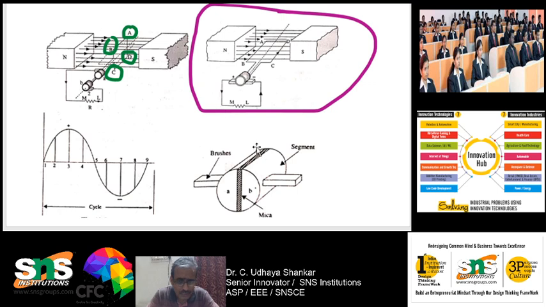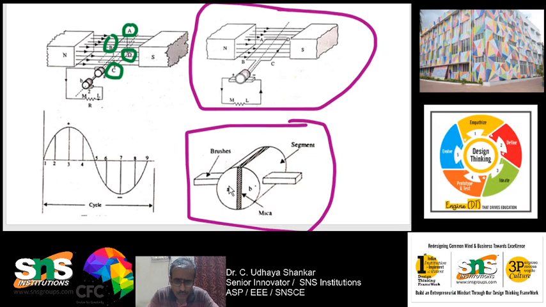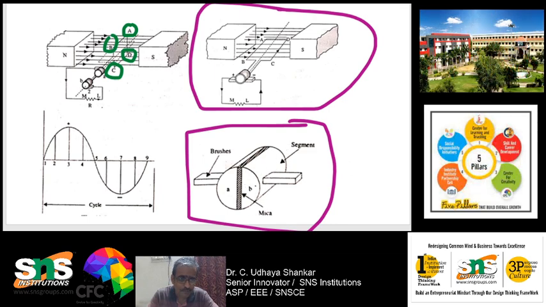A split ring initially has two segments. So this is your commutator. It has two segments which are insulated from each other by means of mica. One is segment A, the other one is segment B.